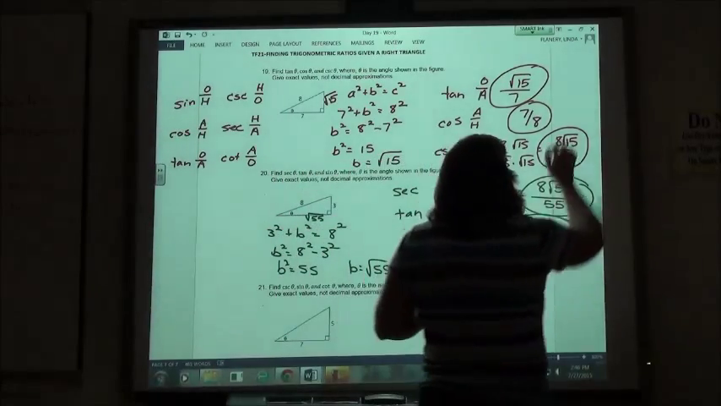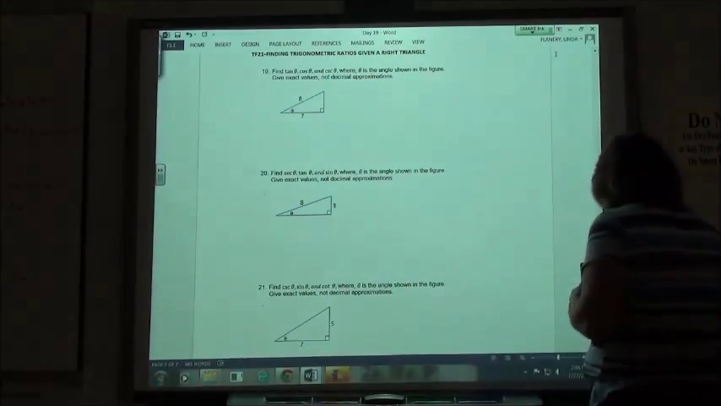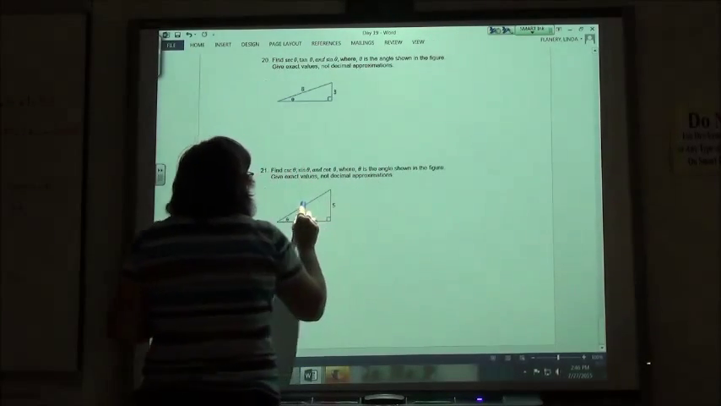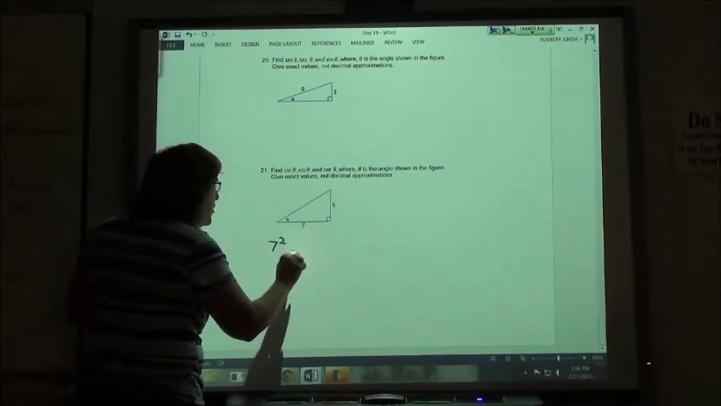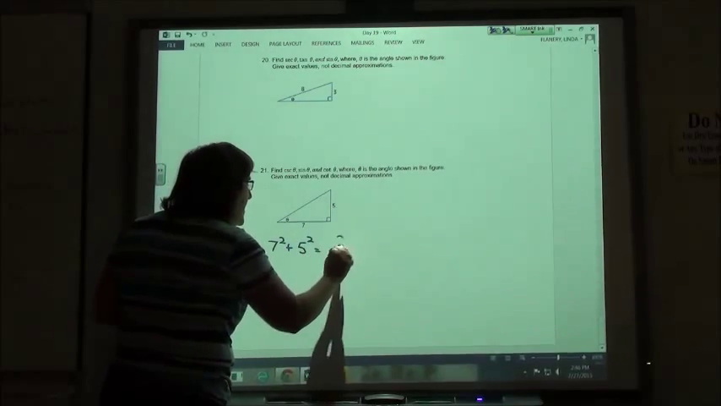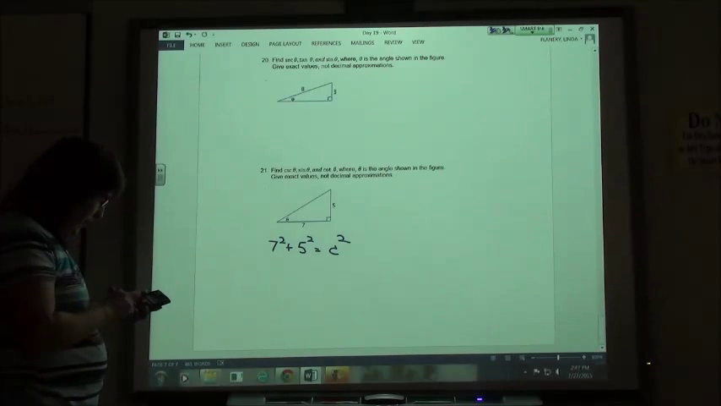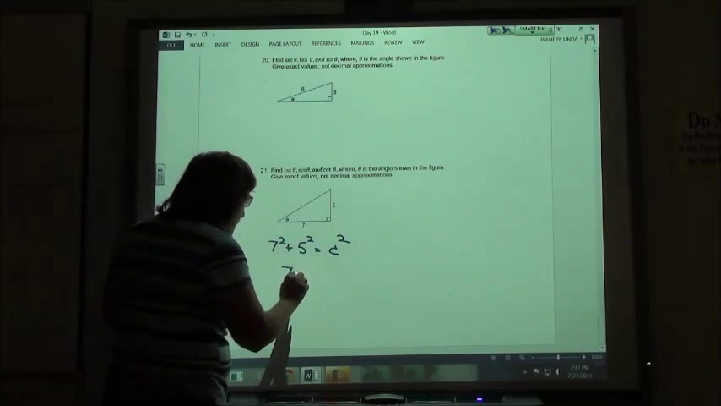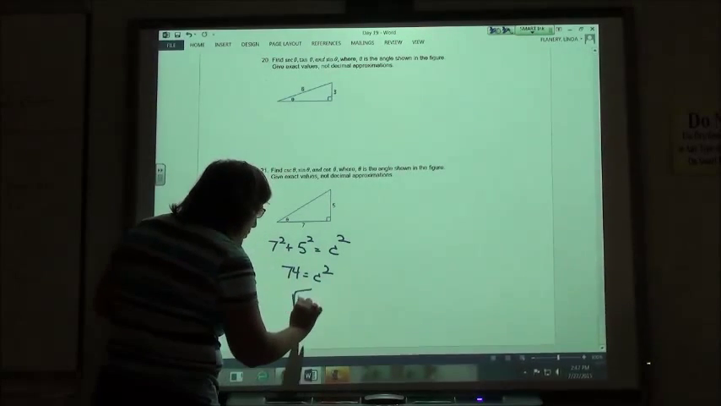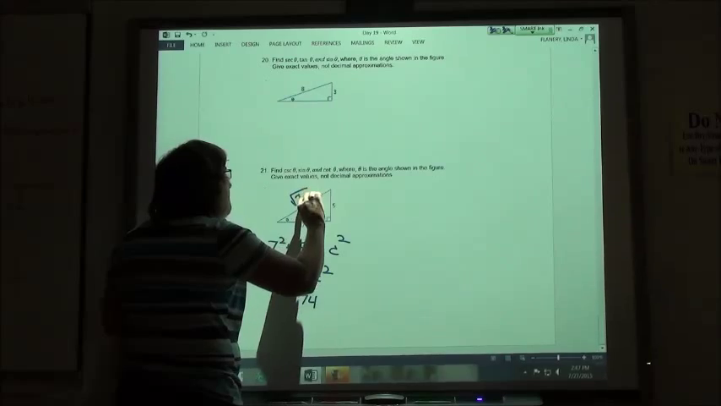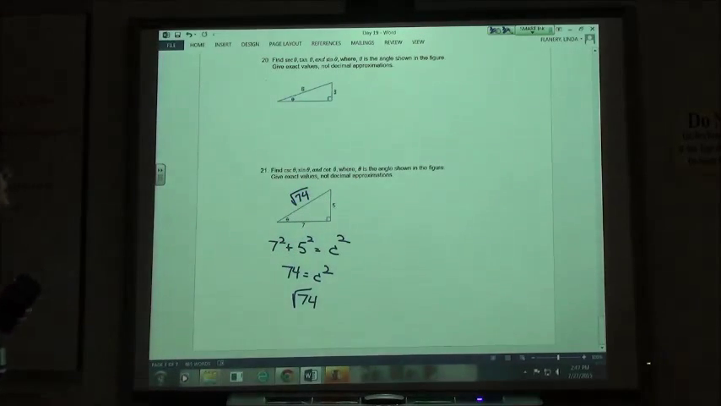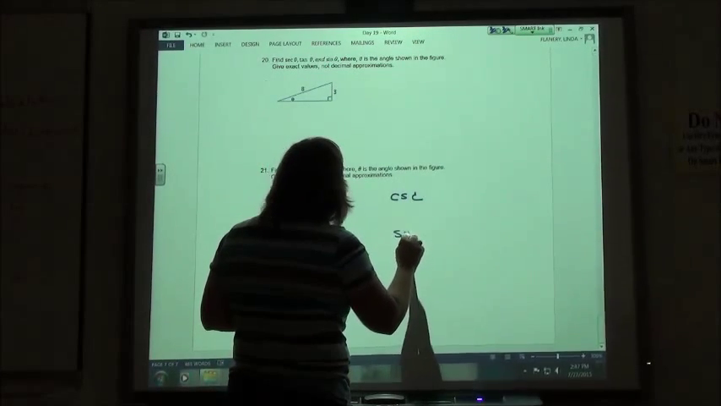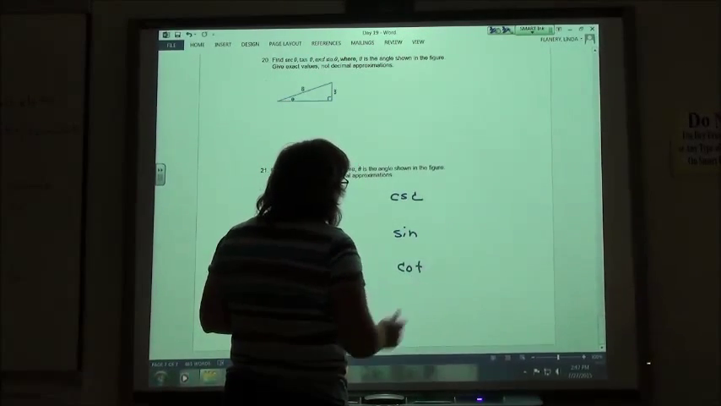And 21. So 21, we're missing the hypotenuse. So 7 squared plus 5 squared equals c squared. 7 squared plus 5 squared is 74. So the square root of 74 is going to be what our hypotenuse is. We want to do cosecant, sine, and cotangent.